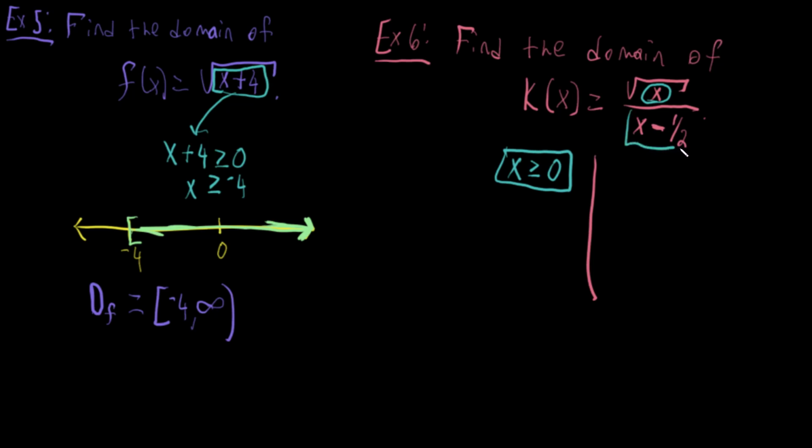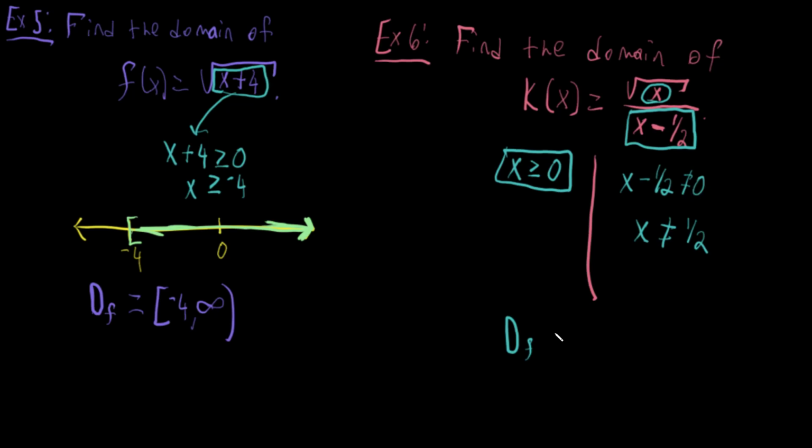And then I need to make sure that the bottom is not 0. So I need to make sure that the bottom, x minus 1/2, does not equal 0. That's going to be the thing that I want. So I'm going to add 1/2 to both sides, and I'm going to make sure that x does not equal positive 1/2. If you add 1/2 to both sides, 0 plus 1/2 is 1/2. So these are the two things that I need to make sure of. So when I come down here and write my domain, I need both of these conditions to be met.